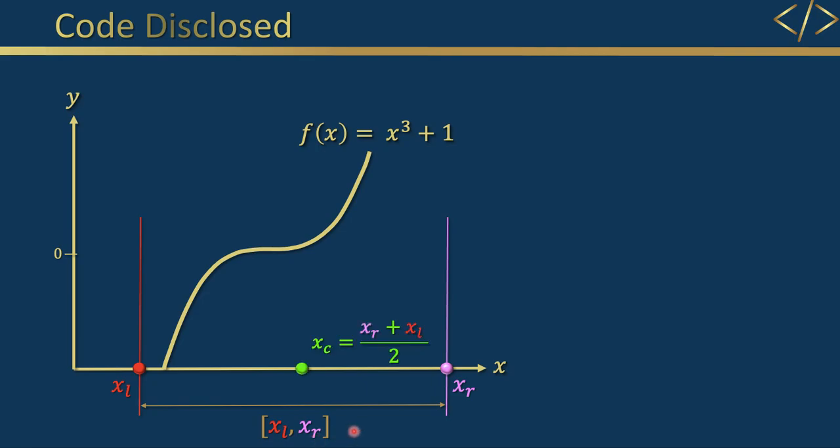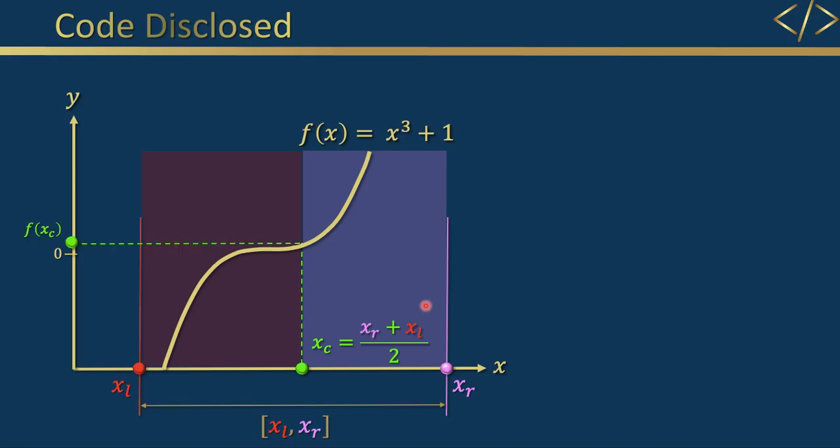The second step is to calculate the half point of this interval, which is xc. So xc here is (xr + xl) / 2. Here you have two regions now: the left region on the left of the middle point, and the right region on the right of the middle point.